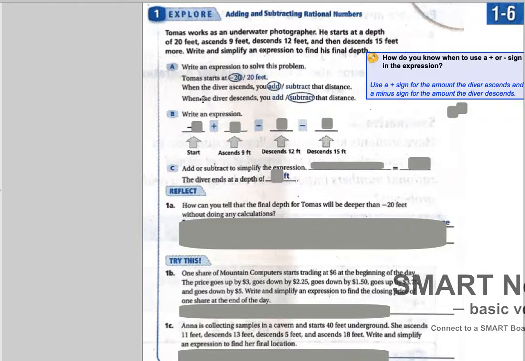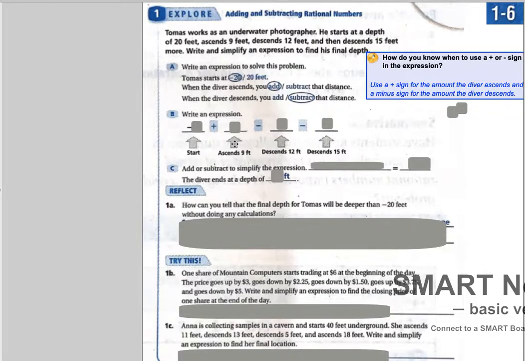All right, so when the diver ascends, we would add. So you want to circle that add, or write it in, this part right here for part A. You add that distance. And when the diver descends, you subtract that distance. You could also think about it in terms of adding a negative or subtracting a positive. So I want you to pause and think about how you would write this equation, and pause.